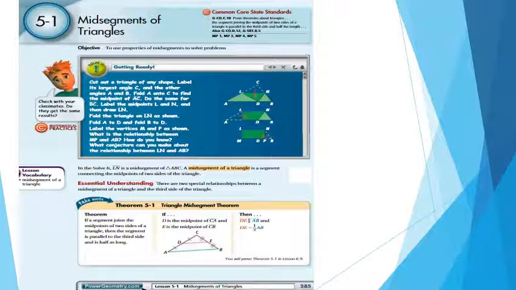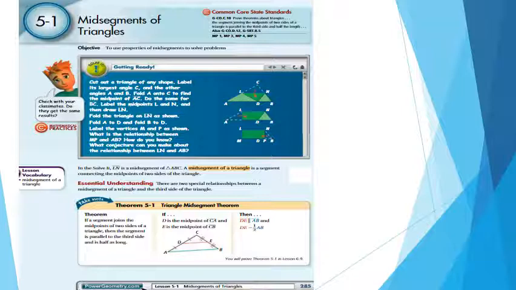I want you to bring your book and open page 285. Today our lesson is about mid-segments of triangles, and this is the first lesson in chapter 5. In this lesson you will use properties of mid-segments to solve problems. So the question is, what is the meaning of mid-segments of triangles?